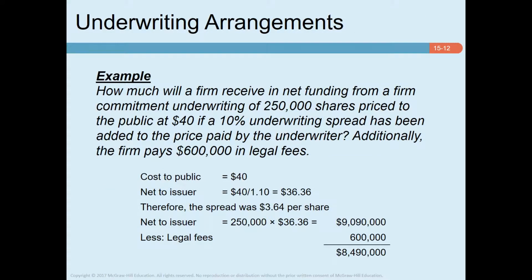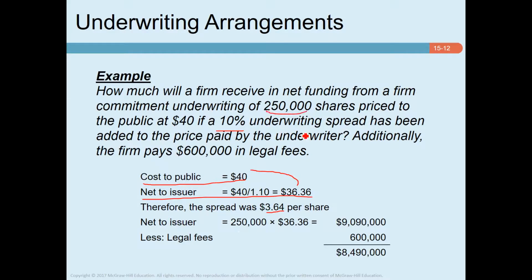How much will a firm receive in net funding from a firm commitment underwriting of 250,000 shares priced to the public at $40 per share if a 10% underwriting spread has been added to the price paid by the underwriter? Additionally, the firm pays 600,000 in legal fees. So you can see that the cost to the public is $40, and that is embedded with a 10% underwriting spread. So the issuer actually gets $36.36, and the spread, the difference between these two, is 3.64 per share.